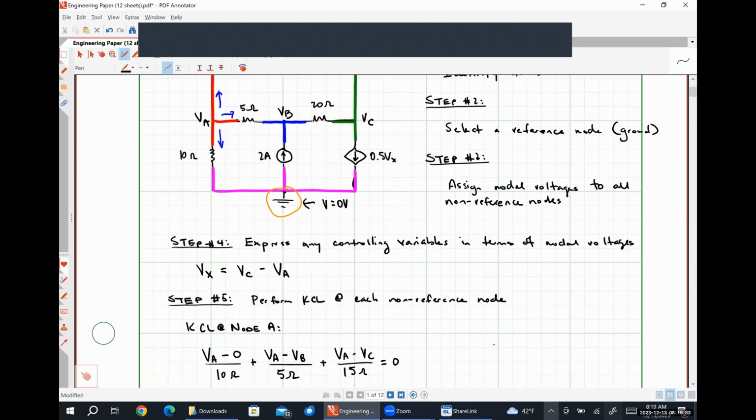So in literally every case here, all we're doing is saying a current starts at VA, so that's why it's the first thing in all of our expressions, minus whatever node it flows to, divided by the resistor value, okay? Nothing hard or magical about this. It's literally just Ohm's law.